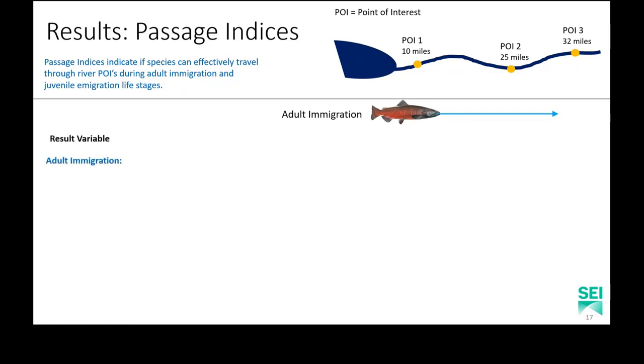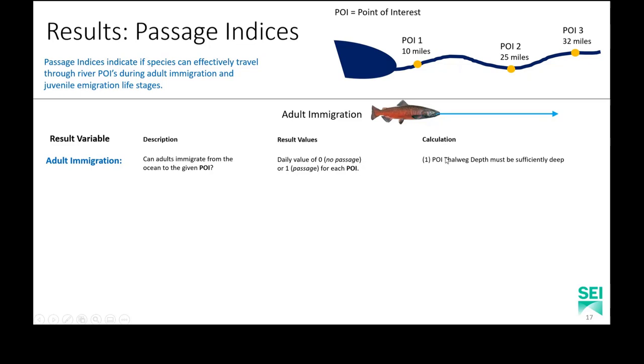And in adult immigration, we have a result variable called adult immigration, and it asks, can the adults immigrate from the ocean to the given POI? And the value is either 0, meaning no passage, or 1, passage. So it's yes, no, or binary. And so basically it looks at, can you travel from the ocean to the first POI? Yes. If yes, then can you travel to the second POI? And if yes, can you travel to the third? And to calculate, it looks at, is the thalweg depth deep enough according to that threshold we saw? And is the temperature sufficiently low? So it looks at those thresholds that we talked about before that we input.